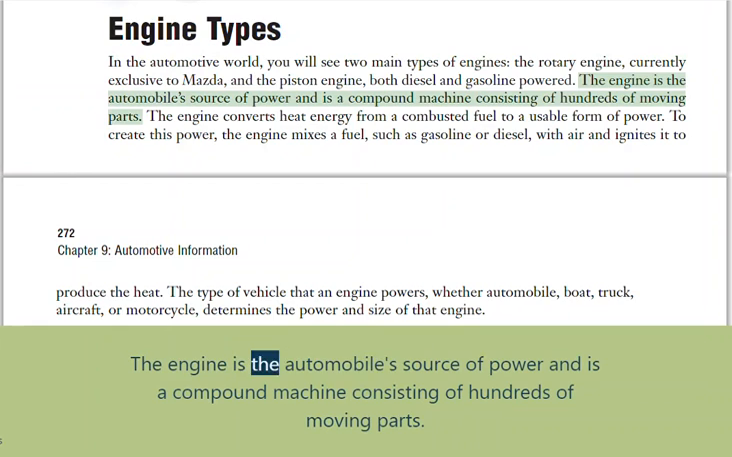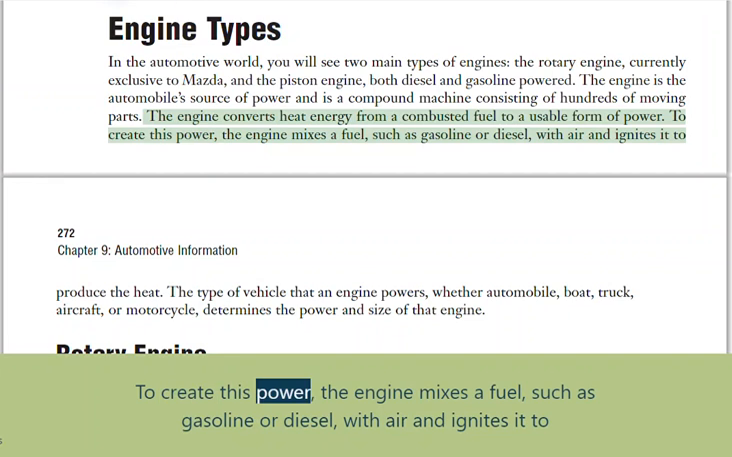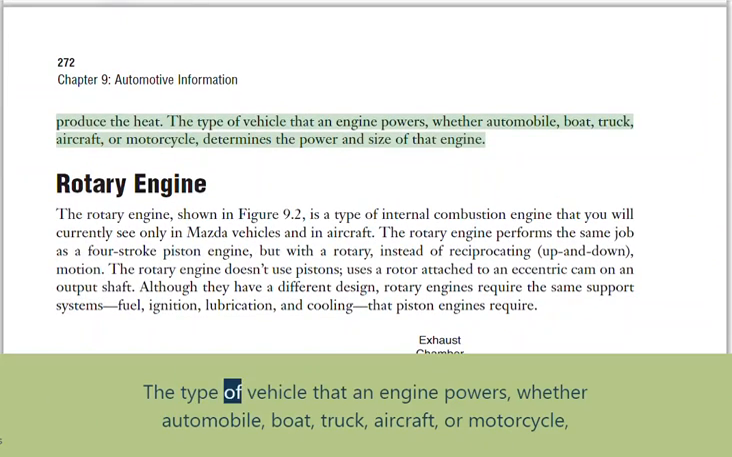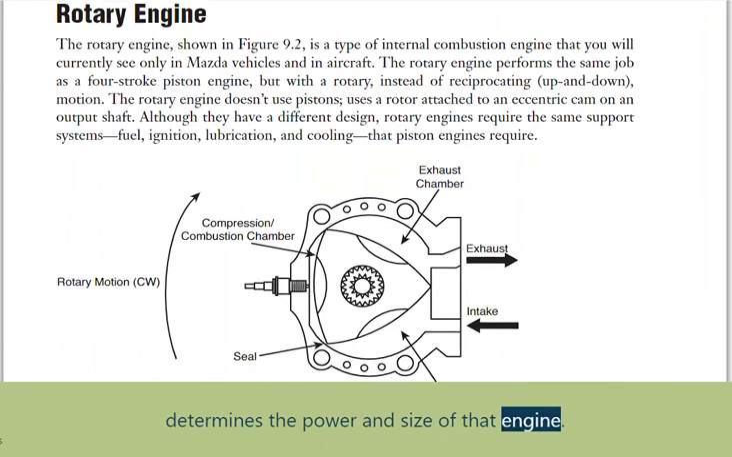The engine is the automobile's source of power, and is a compound machine consisting of hundreds of moving parts. The engine converts heat energy from a combusted fuel to a usable form of power. To create this power, the engine mixes a fuel, such as gasoline or diesel, with air and ignites it to produce the heat. The type of vehicle that an engine powers, whether automobile, boat, truck, aircraft, or motorcycle, determines the power and size of that engine.